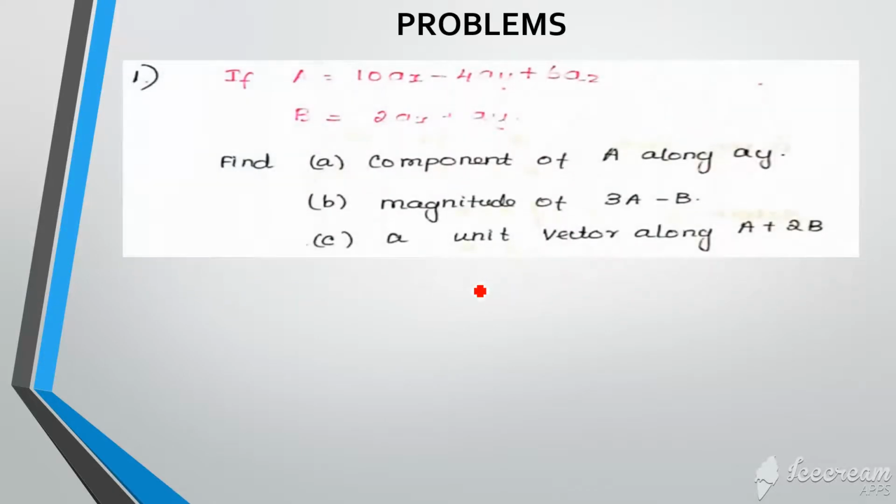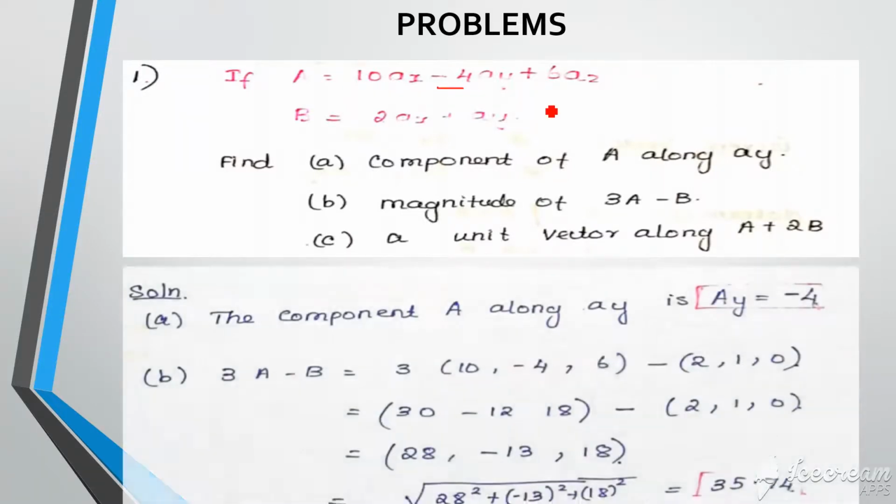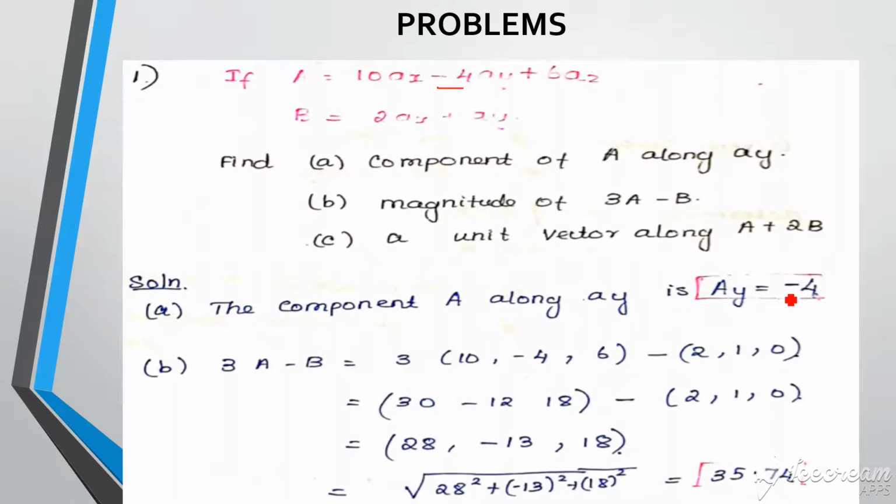Then a problem. If vector A is equal to 10ax minus 4ay plus 6az, B is equal to 2ax plus ay: find the component of A along ay, the magnitude of 3A minus B, and the unit vector along A plus 2B. So the first question is the component of A along ay. Component of A along ay means the y coordinate. Along the y coordinate the value is minus 4. The answer to the first subdivision is minus 4.